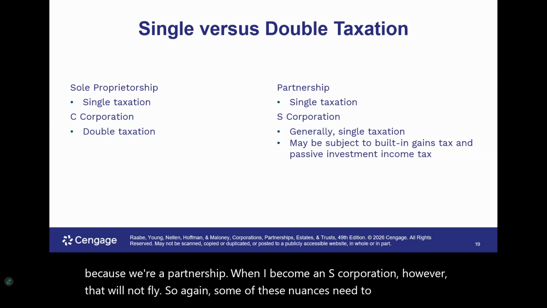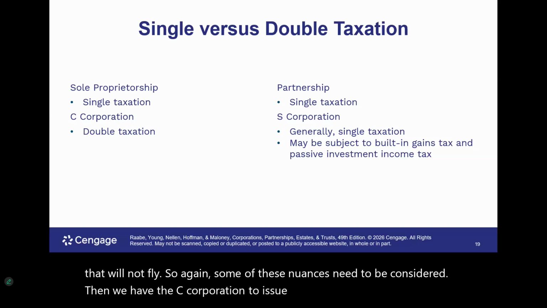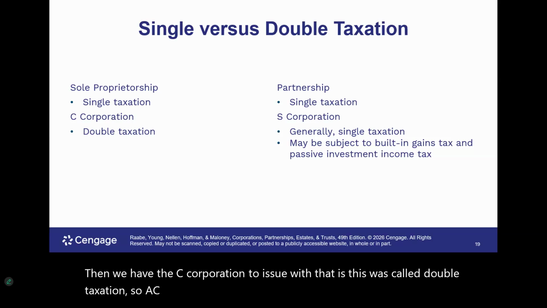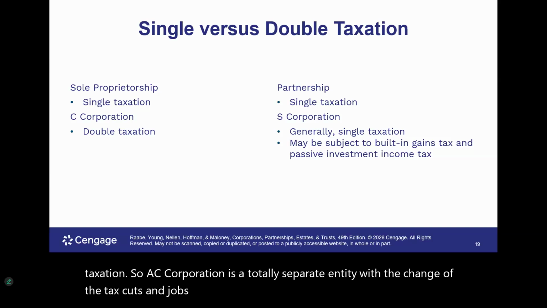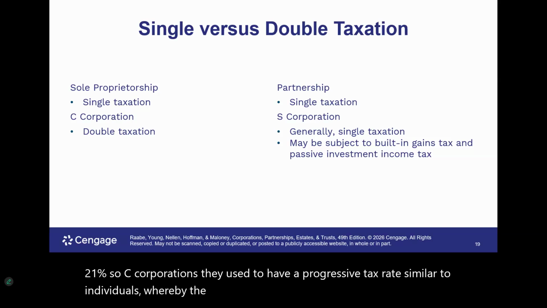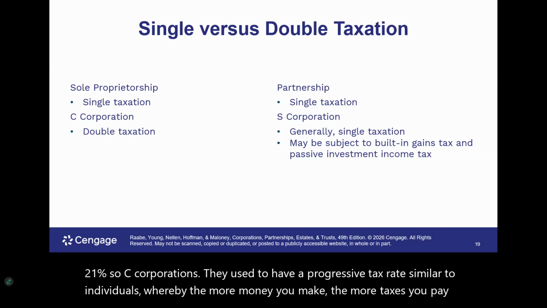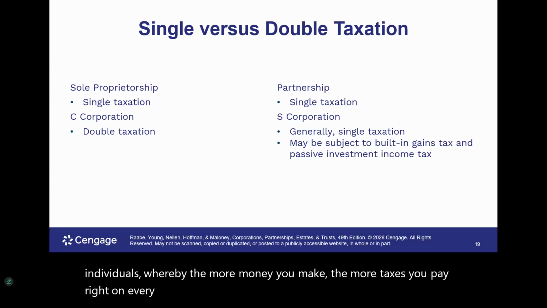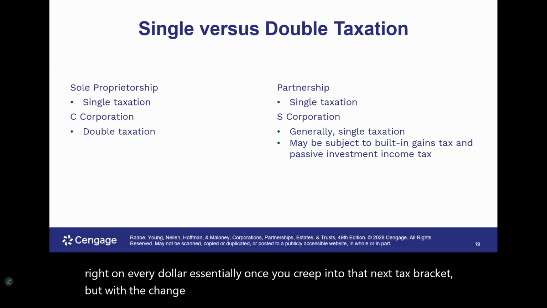Then we have the C corporation. The issue with that is there's what's called double taxation. So a C corporation is a totally separate entity. With the change of the Tax Cuts and Jobs Act, for C corporations there's a flat 21%. C corporations used to have a progressive tax rate similar to individuals, whereby the more money you make, the more taxes you pay, right? On every dollar, essentially, once you creep into that next tax bracket. But with the change with the Tax Cuts and Jobs Act, it's a flat 21%.